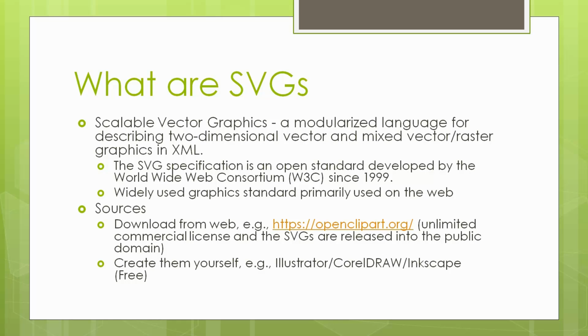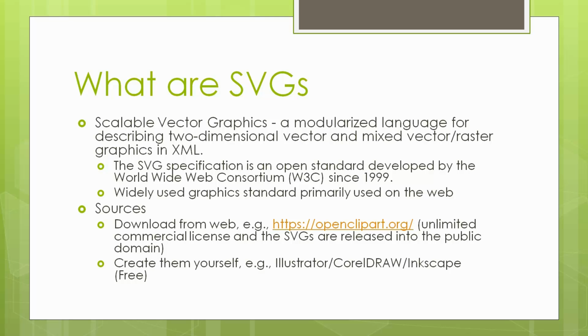Scalable Vector Graphics is a modularized language for describing two-dimensional vector operations in XML. It describes every operation for drawing the image you see in front of you. It's been an open standard since 1999, and it's widely used on the web and can be used on the desktop. Where can you find them?